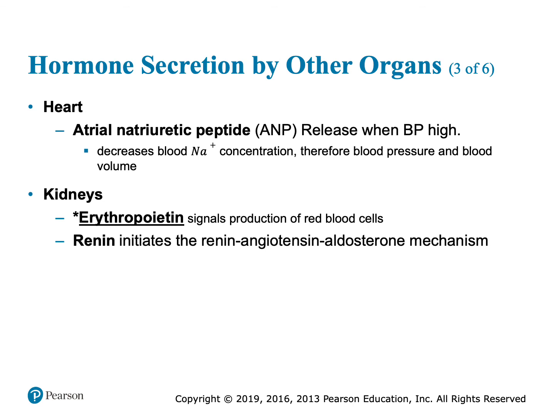Okay, so the heart releases ANP when the blood pressure is high. Kidneys, see how this one has a star? I think almost every test I could put a question on this hormone. Erythropoietin. Almost. I don't remember. But the kidneys put out erythropoietin that tells the bone marrow to make red blood cells. You know, your bone marrow makes red cells, white cells, and platelets. But a person in kidney failure is not producing enough erythropoietin, and so they're anemic.